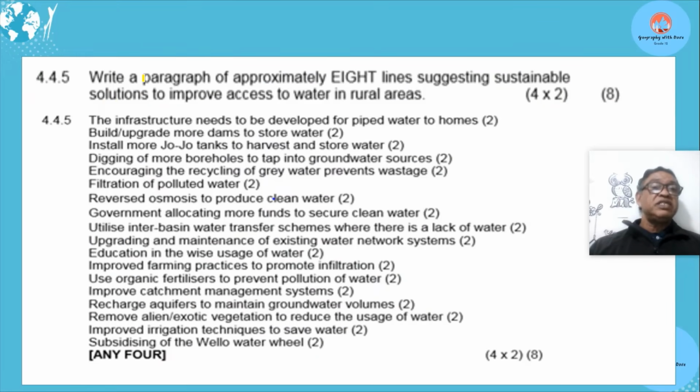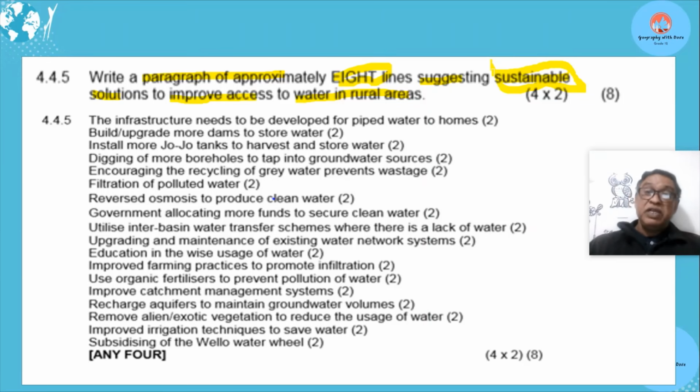Then the next question is: write a paragraph of approximately 8 lines, and I always say it's approximately 8 lines, suggesting sustainable solutions to improve access of water to rural areas. Remember, watch out: sustainable, not just solutions. A solution could be give them water for the day. Just bring a tank and just give them. All right. That may not be a total solution that is sustainable, that goes over a longer period of time.